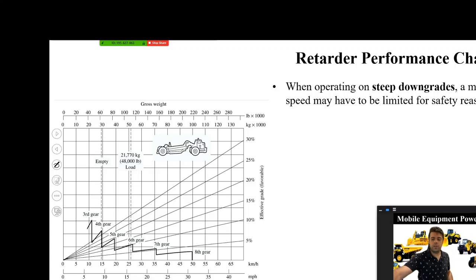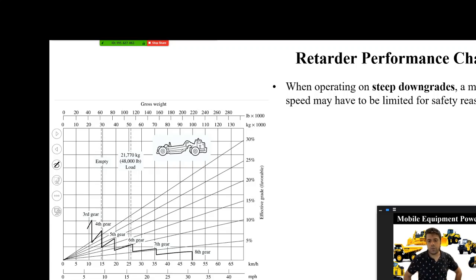That's why you install a device on your machine, which is called a retarder. Then the retarder can control the speed of the vehicle, especially when you're going down a hill. So it won't allow your vehicle to increase its speed.